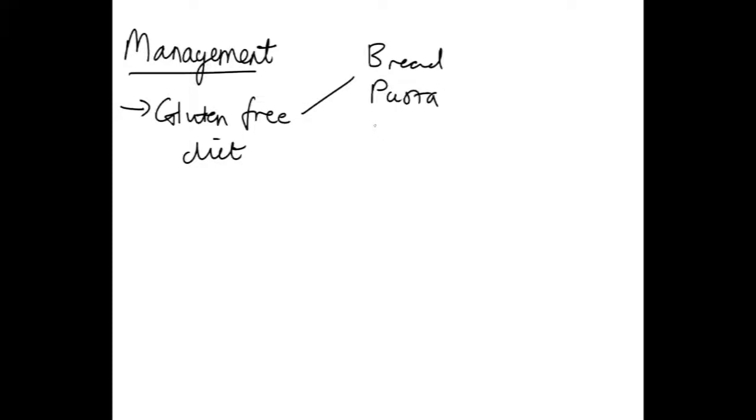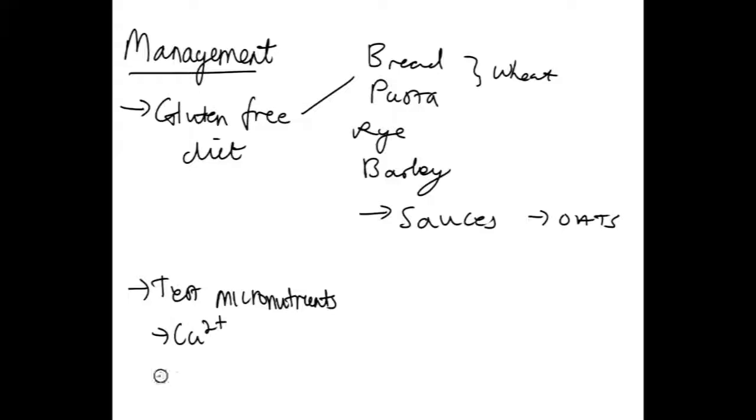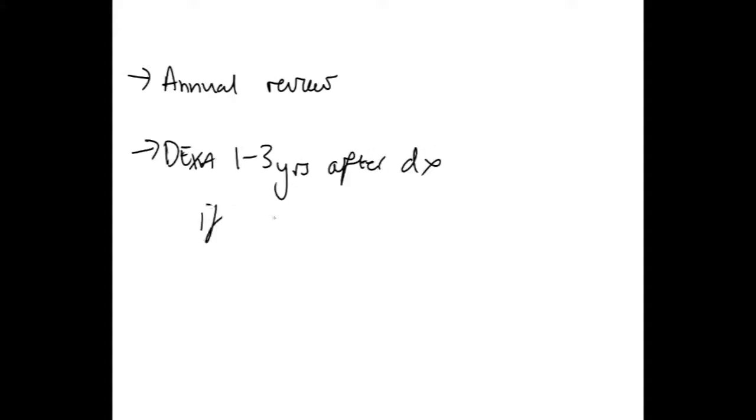The management of celiac disease is basically a gluten-free diet, and it's important to note when doing the previous test to make sure the patient is in a gluten-inclusive diet. Gluten is included or present in bread, pasta, rye, barley, but surprisingly maybe in some sauces and oats. And another form of management you may want to perform is testing their micronutrients to see if they've got any deficiencies in calcium, anything like that, and then you can replace.